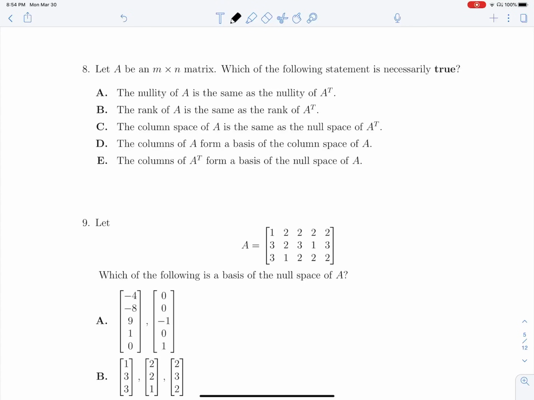Whenever you see a bunch of statements about nullity and rank and the column space, the null space, the row space, all of that jazz, one important or obvious answer choice to look for is one of these facts that should be drilled into your brain by now, and that's that the rank of A is the same as the rank of A transpose. And would you look at that? B is there. That is our correct answer. Sometimes it just is that easy, and as long as this fact is ingrained in your skull, some of these questions are much easier as a result.